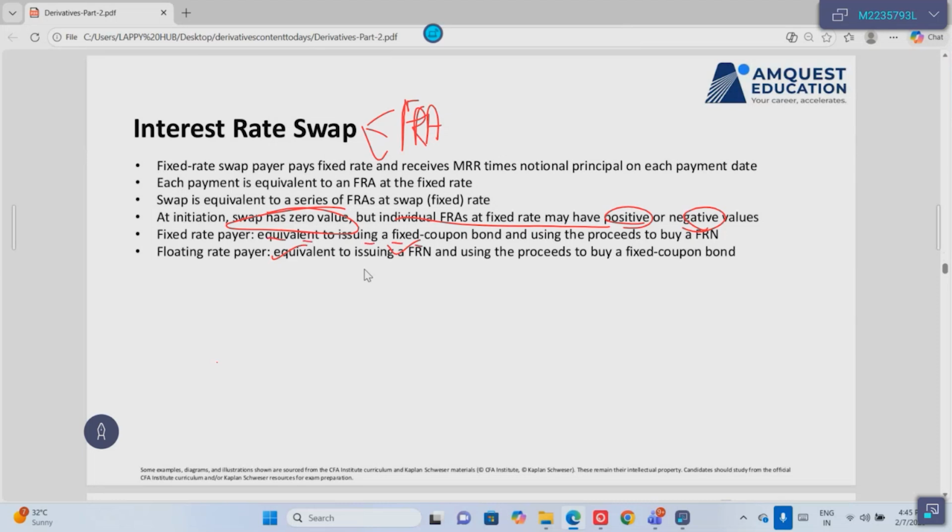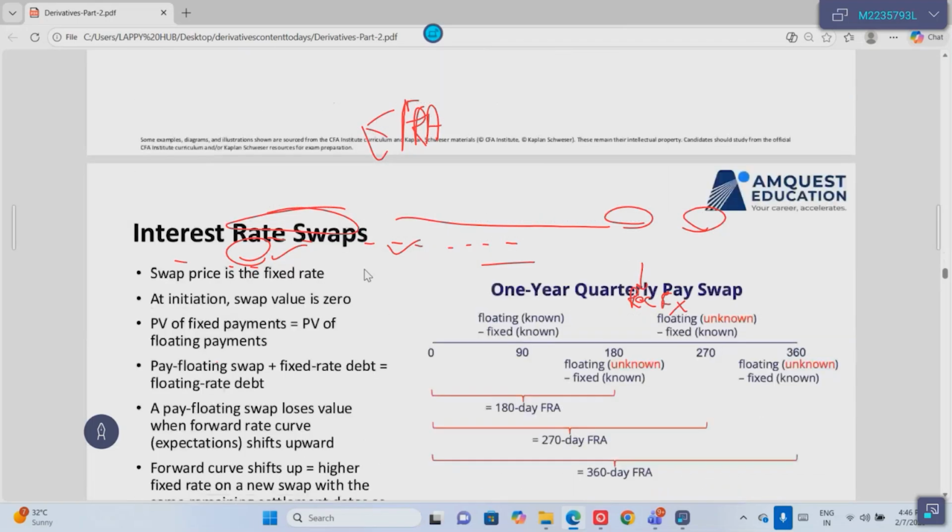Then you have the fixed rate payer, we discussed here. It's like issuing a fixed coupon bond and using the proceeds to buy an FRN. The floating rate payer is equivalent to issuing an FRN and using the proceeds to buy a fixed coupon bond. Why buy a fixed coupon bond? Because he wants to receive fixed, right? He's paying floating. So he'll adjust, and he'll want to receive fixed and pay the floating interest. Clear? So an interest rate swap is a mix of several FRAs. Remember that. That's how the cash flows are adjusted.